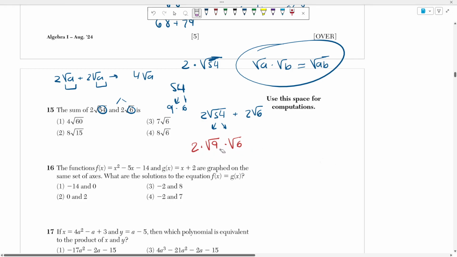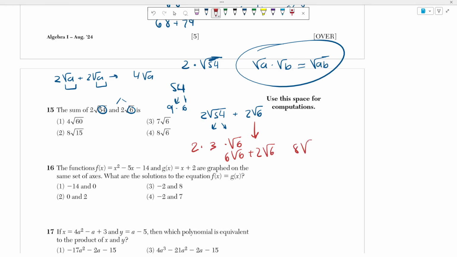But remember that 9 is a perfect square. The square root of 9 is 3. So we're actually left with 2 times 3 times radical 6, which is 6 radical 6. Now I can drop down this plus 2 radical 6, and now we can combine them and get 8 radical 6 as my answer, which is choice 4.